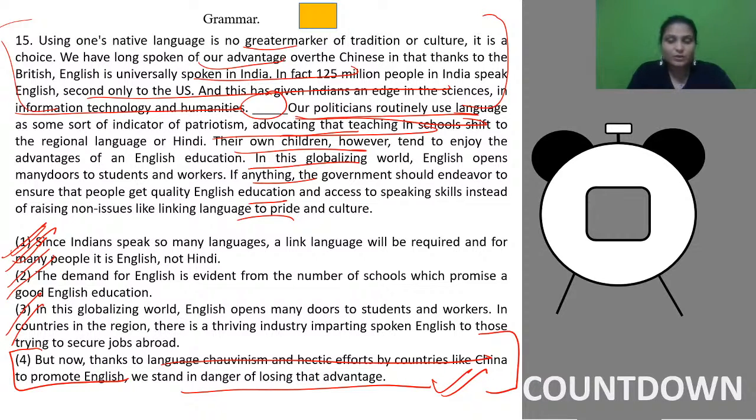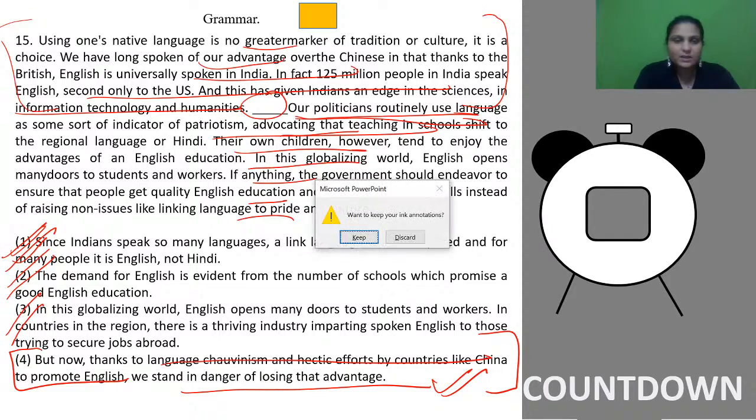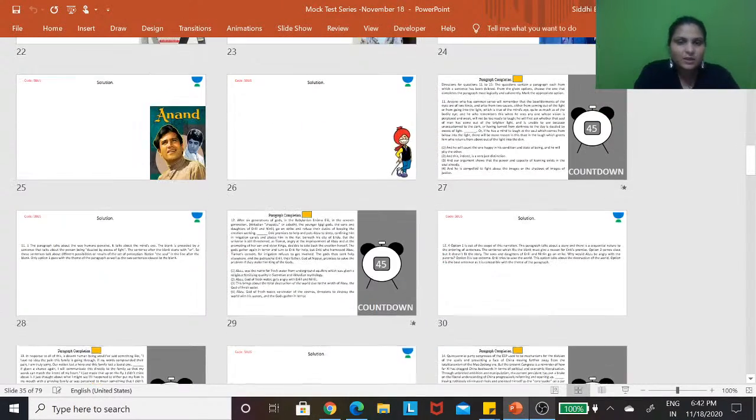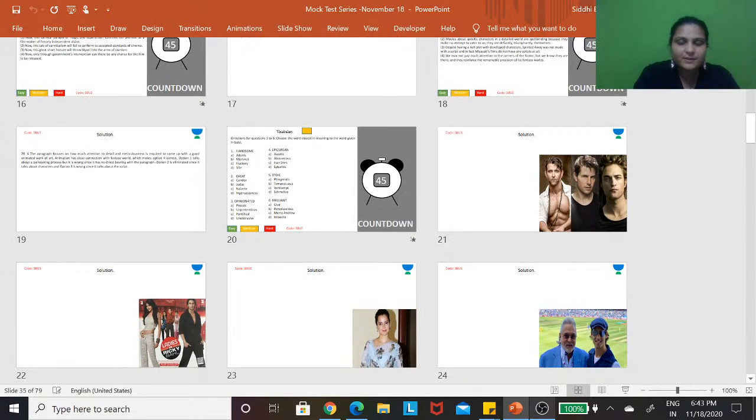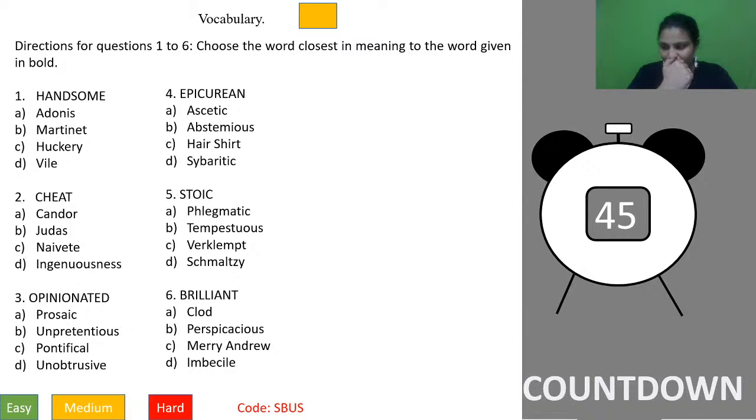Okay, so I'll move on to the more happening part of the class today. ठीक है, ये थोड़ा सा हमारे लिए बोरिंग था, अब थोड़ा हैपनिंग पार्ट पे चलते हैं. So the happening part is, you'll be like, ma'am, why have you put these pictures, I'll tell you now. ठीक है, so your first word is handsome. Choose the word closest in meaning to the given in bold. First word is handsome. I have 45 seconds for you to answer this.